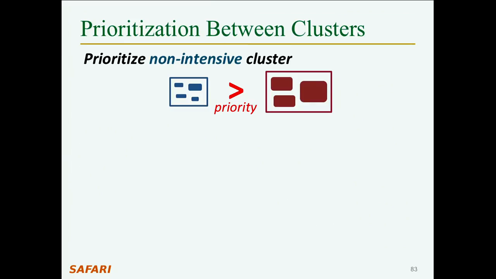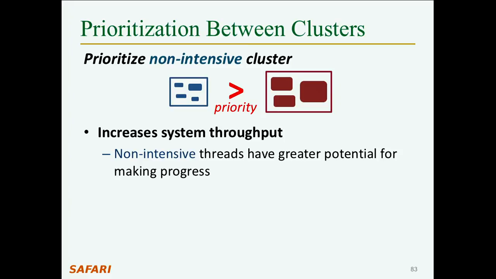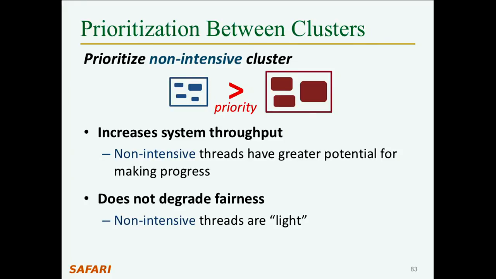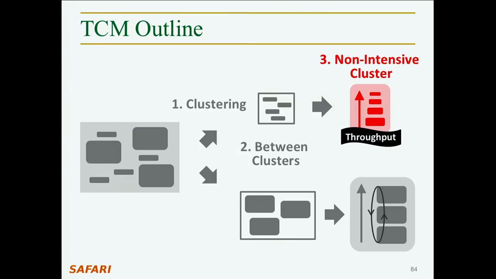Okay. So between clusters, you prioritize non-intensive clusters. That's a very easy prioritization, as you can see. It's 1 bit, basically, per thread. Why? Because non-intensive threads have greater potential for making progress, and doing so doesn't degrade fairness if you've done your clustering right. If they are truly non-intensive, they're light, so you will prioritize them for a short time, and they will get out of the way quickly, because they're not going to generate a request for a while. So hopefully it doesn't degrade fairness, because they rarely interfere with intensive threads.